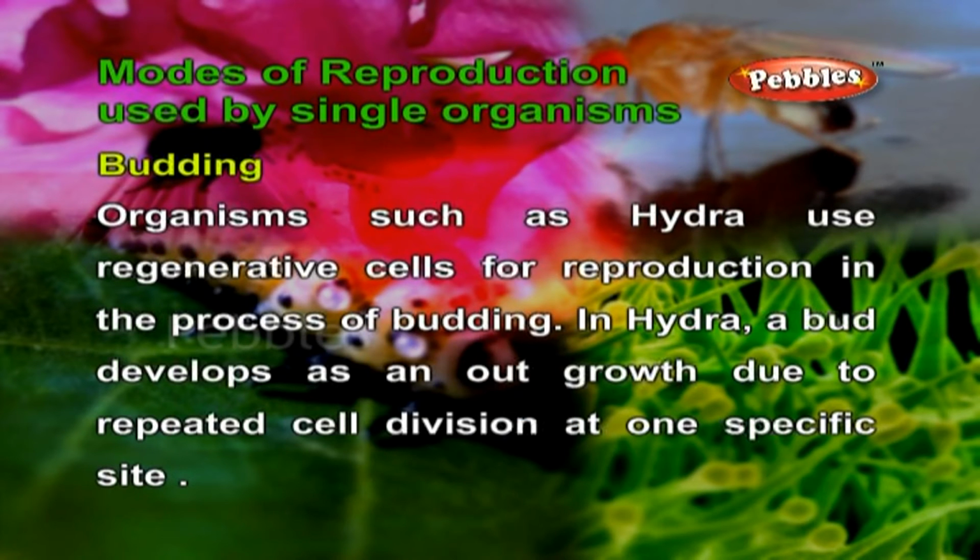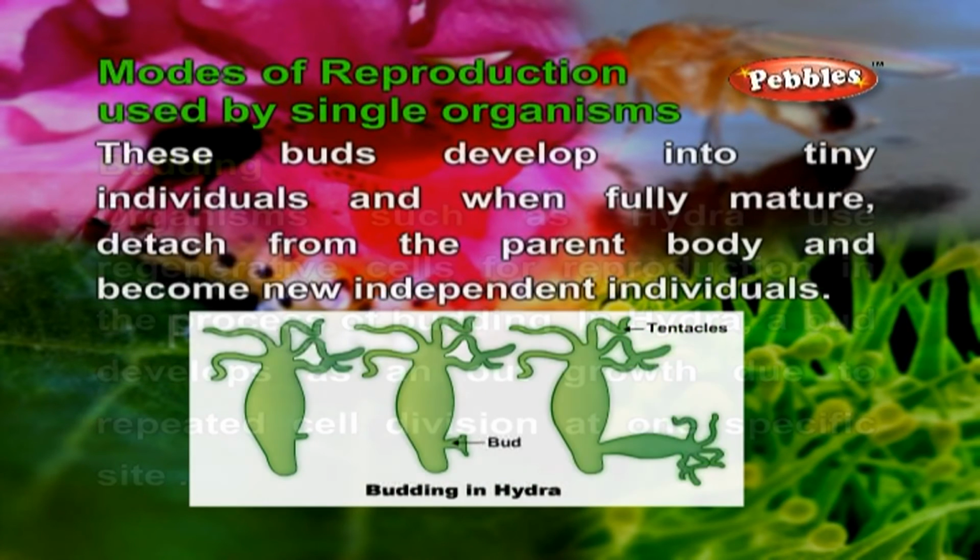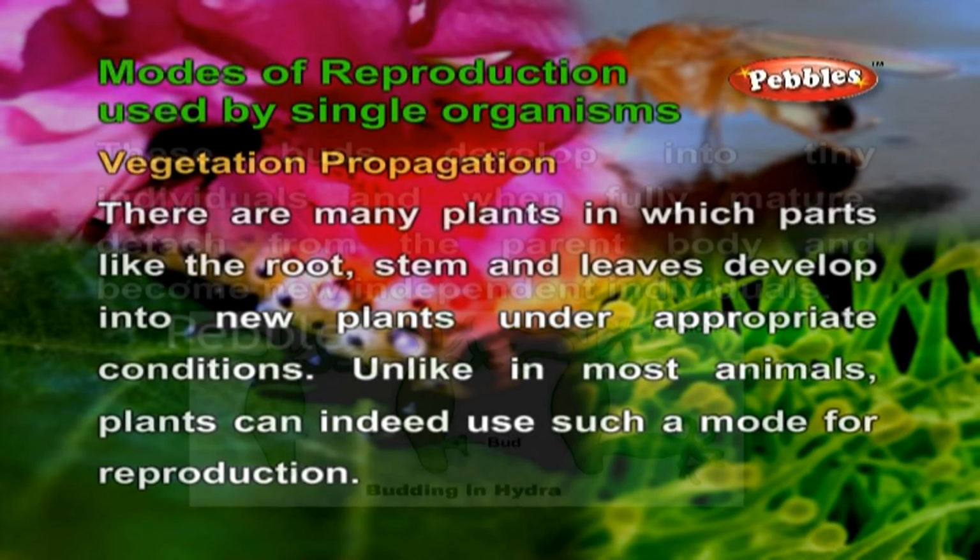Budding. Organisms such as Hydra use regenerative cells for reproduction in the process of budding. In Hydra, a bud develops as an outgrowth due to repeated cell division at one specific site. These buds develop into tiny individuals and, when fully mature, detach from the parent body and become new independent individuals.